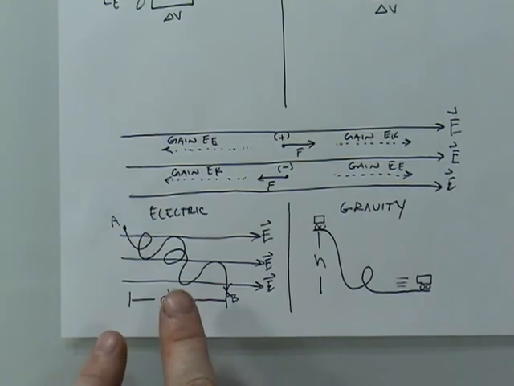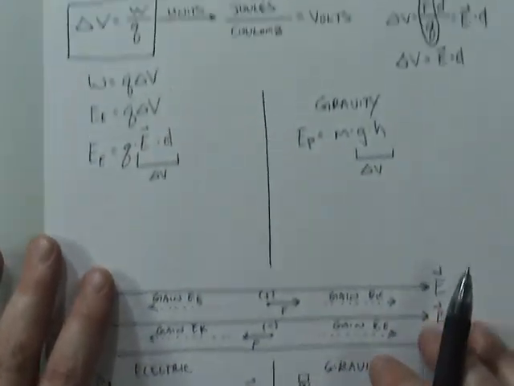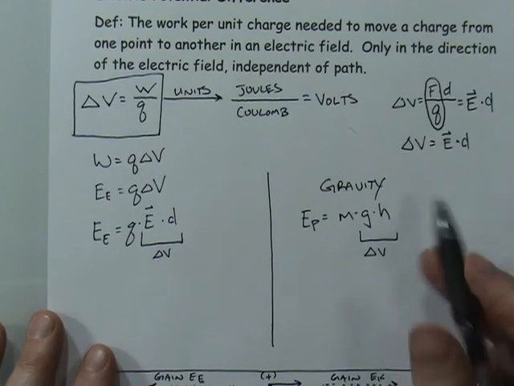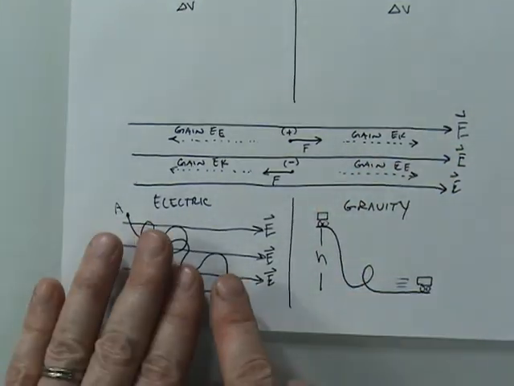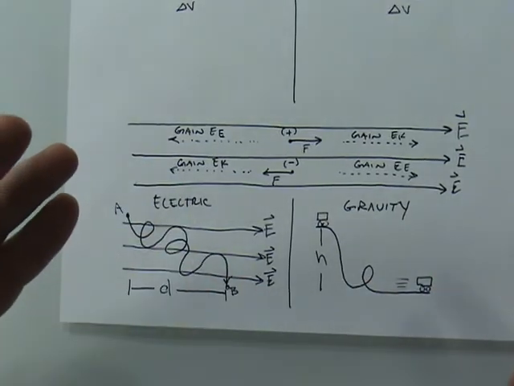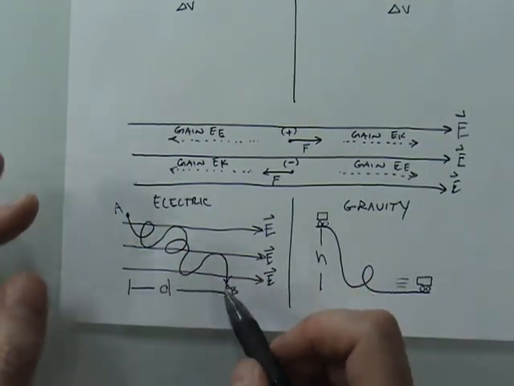The only thing that matters is how far did you move in the direction of the field or in the opposite direction of the field? And that's where we were talking about the D right here. That D, remember, is the same thing as the H right here. Over here, the H was vertical because that's the direction of gravity. Over here, I chose to make the field go to the right. I could make it go any direction that I want to. It's much easier to manipulate an electric field than it is to manipulate a gravitational field.